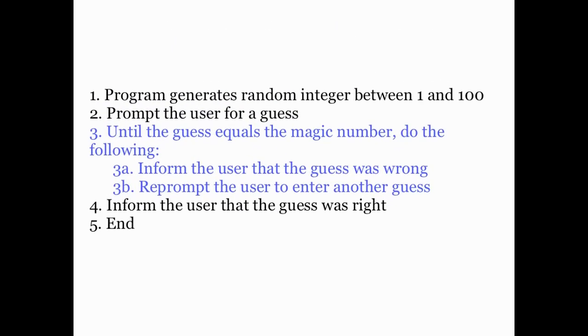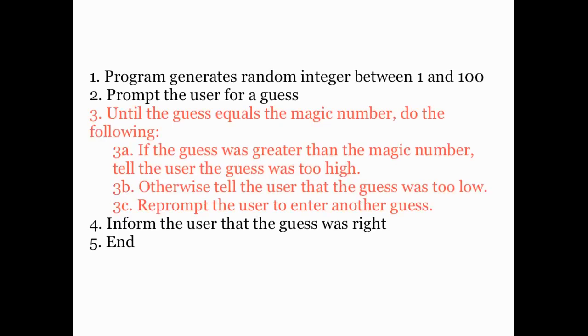So here's the written algorithm as it originally appeared, and what we're going to do is change the stuff in blue so that the program will test whether the guess is too high or too low and then allow the user to enter in another guess. The written algorithm might change to something like this. So we still have, until the guess equals the magic number, do the following. Test and see if the guess was greater than the magic number; tell the user the guess was too high. Otherwise, the guess was too low, so you should tell the user that too, and then reprompt the user to enter another guess. And then the rest of the program should go through just as we had it.